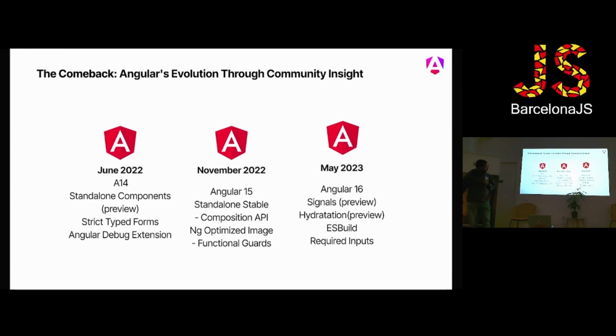So in version 12, we got standalone. For me, it was a very nice feature. Here in version 15, we got the composition API, from my point of view the best feature that Angular did. And we also got signals in preview, and we started to move a little bit away from Webpack, doing some labs with SBuild and Vite.